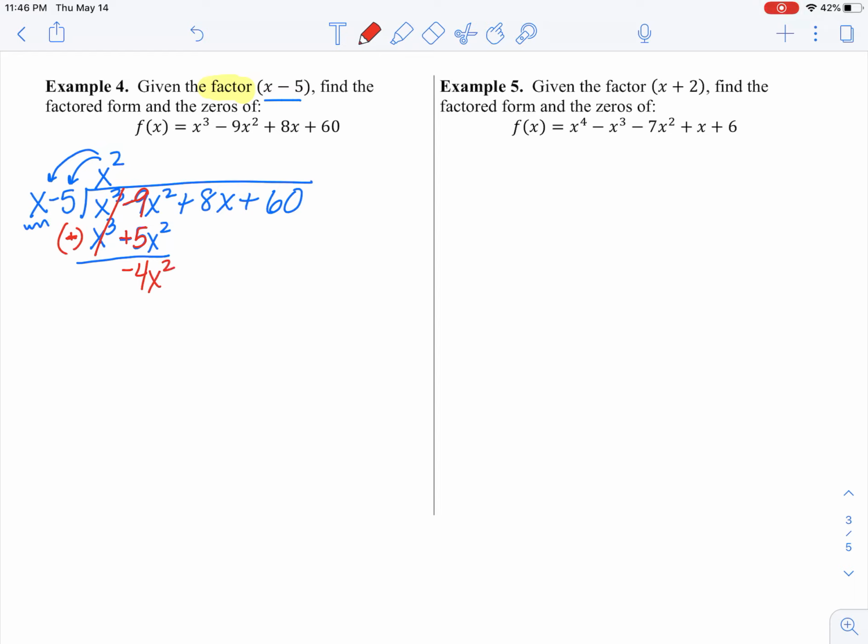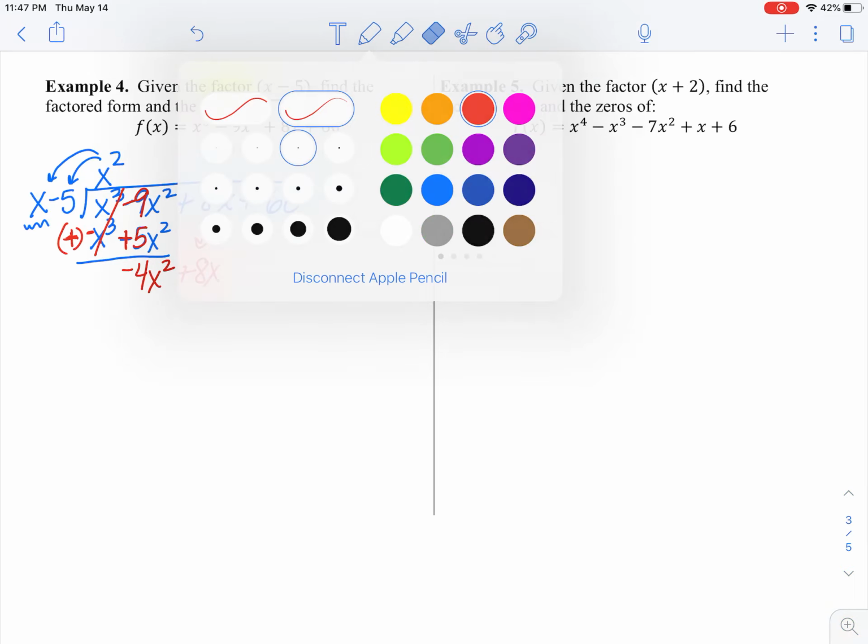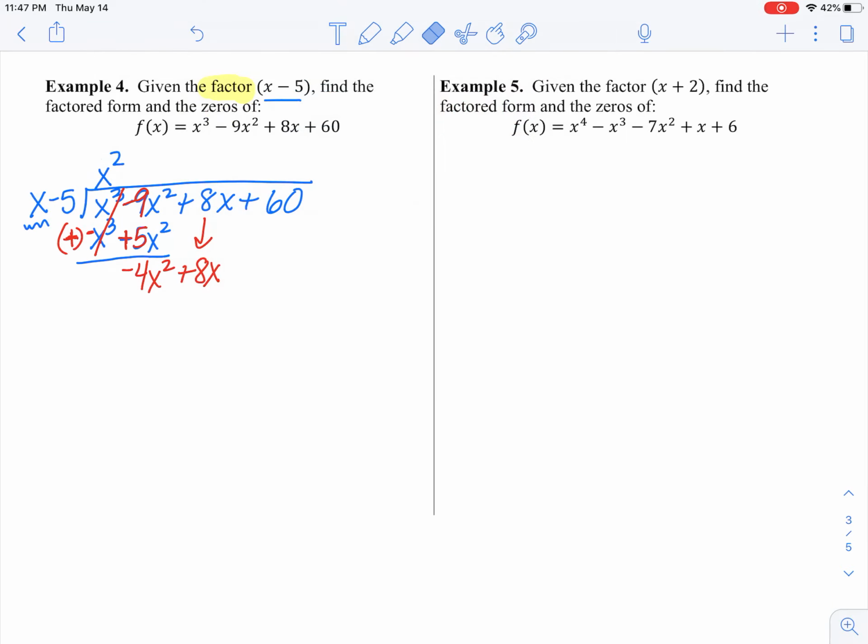Another way of dealing with subtracting polynomials is the same thing as adding the opposites. So we're going to change it to add and then change the signs. And then our next step, we're going to bring down our next term, just like we did with our integer division. And then we repeat this process.